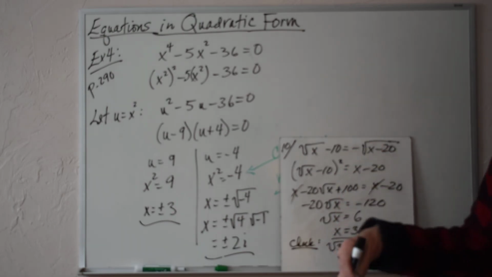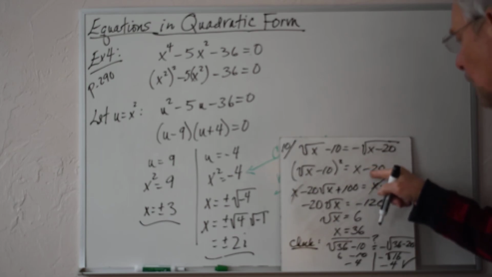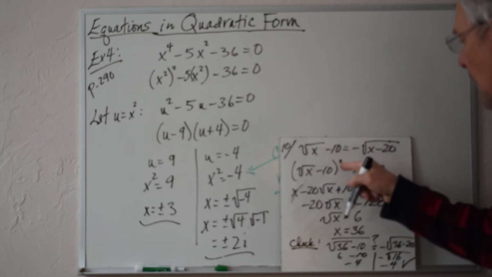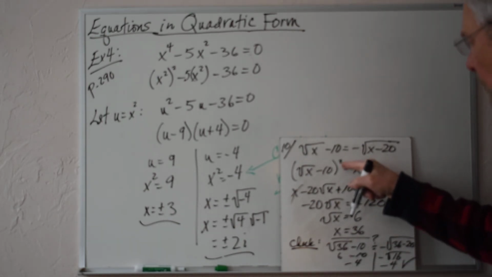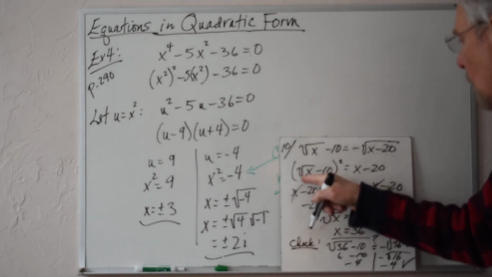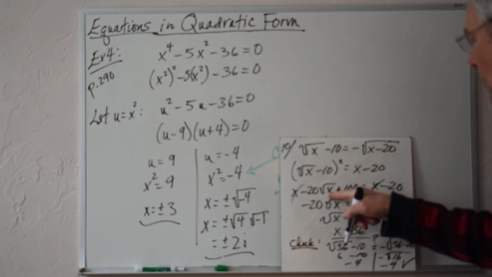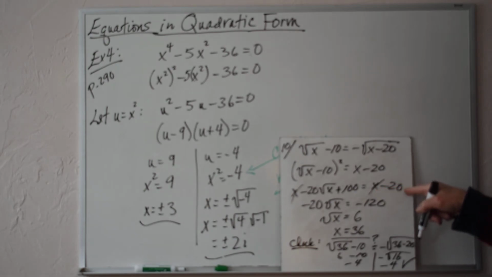negative signs hit each other, cancel out. It's just a factor of negative 1 that would multiply with itself. Over here, I just put parentheses around that and the superscript, the exponent 2. Then I go ahead and expand this and I get square root of x squared, which gives me x minus 20 times square root of x plus 100 equals x minus 20.